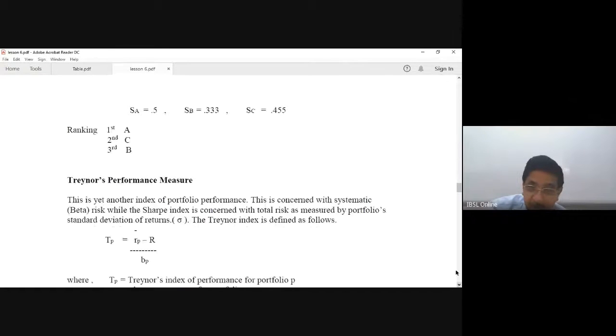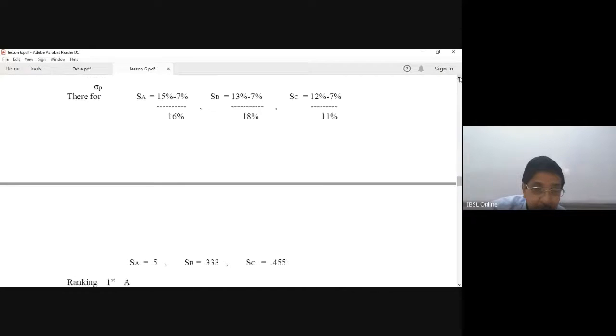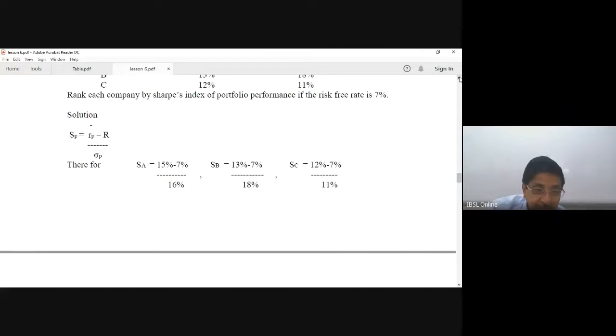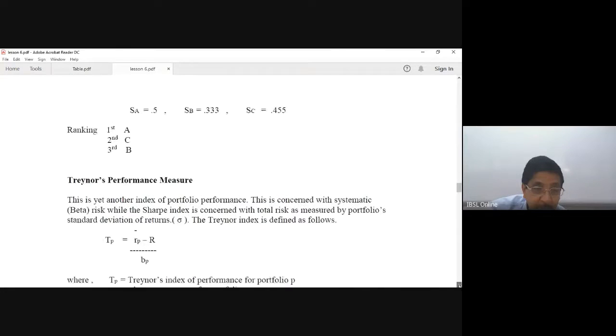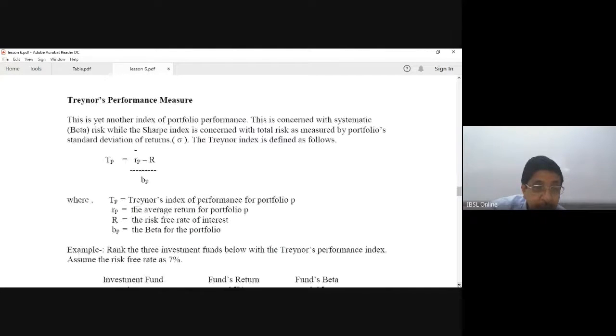Then we go to another performance measure called Treynor's performance measure. Right. I think there's nothing confusing here. It's a very straightforward type of thing. I don't think that you have a confusing type of question or whatever. Yes. Then we will go to the next performance measure that we call Treynor's performance measure.